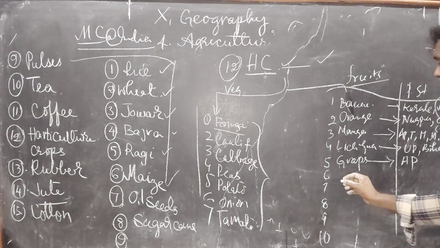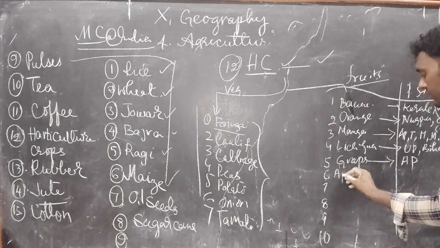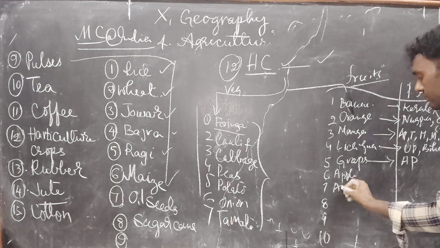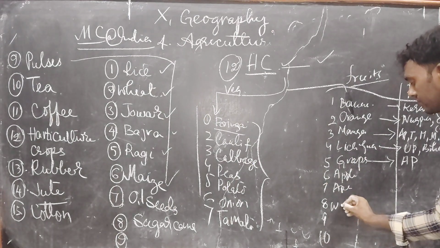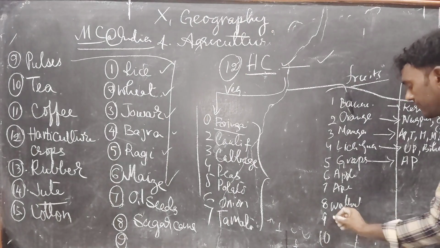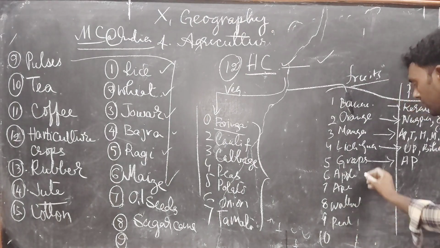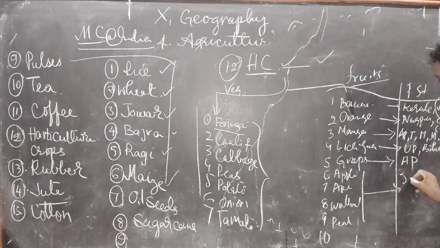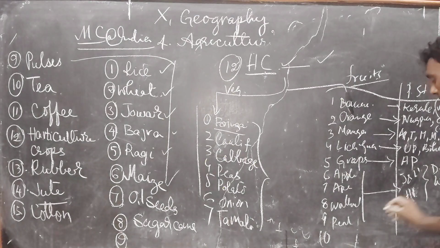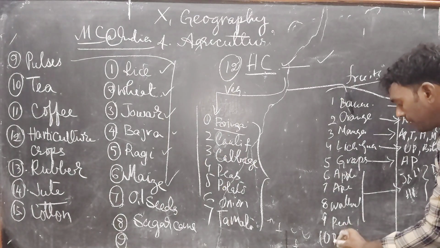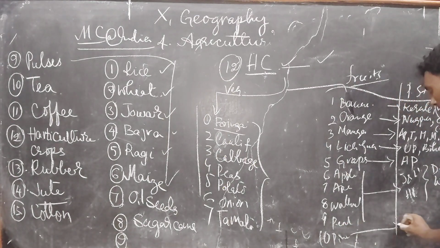And then apples, apricots, walnuts, pears, produced in J&K and Himachal Pradesh, and they have demand worldwide. Coming to the last one, pineapple. Pineapple is produced in Meghalaya. Okay.